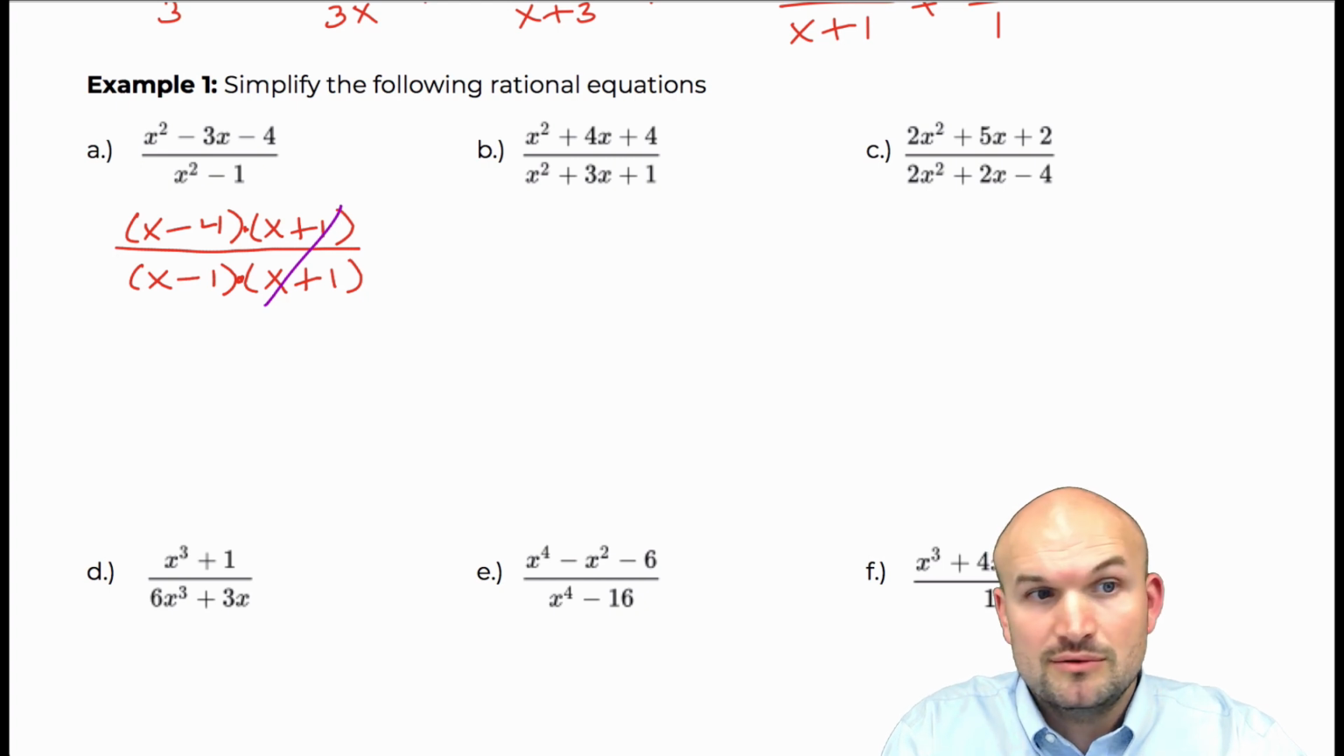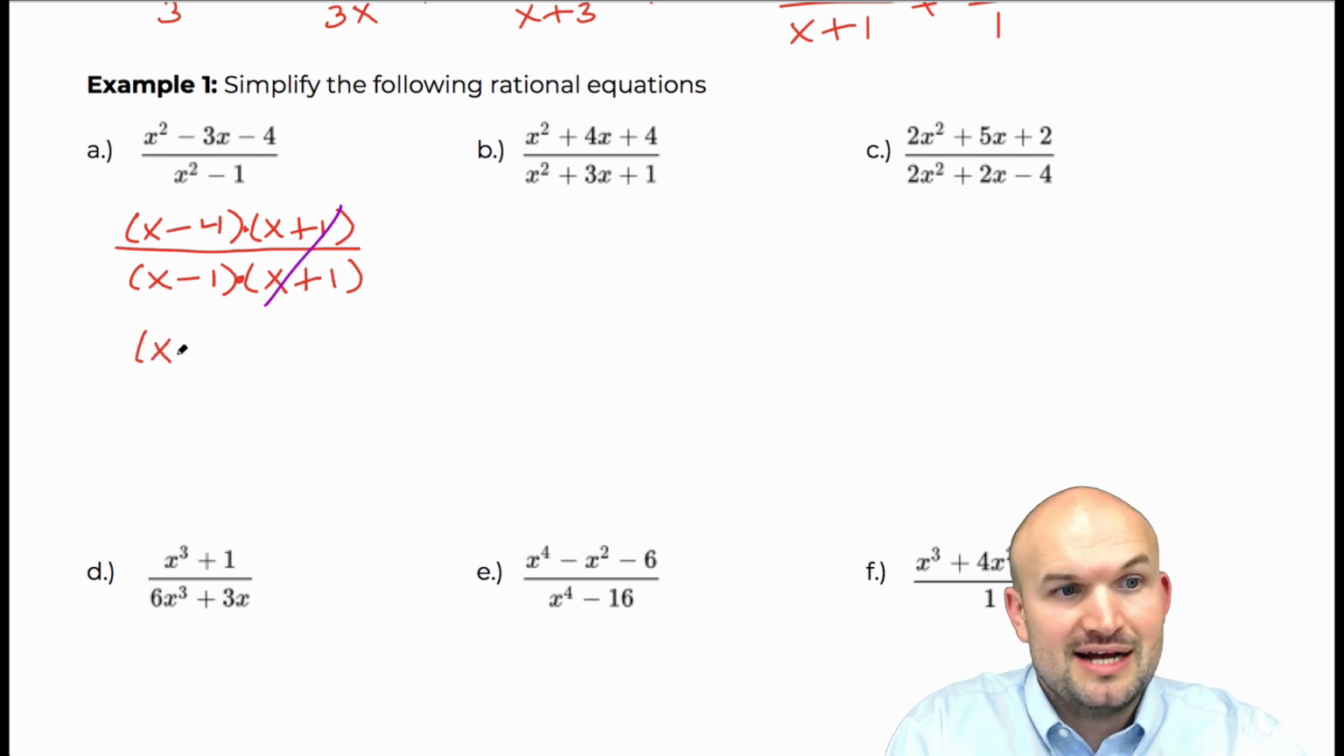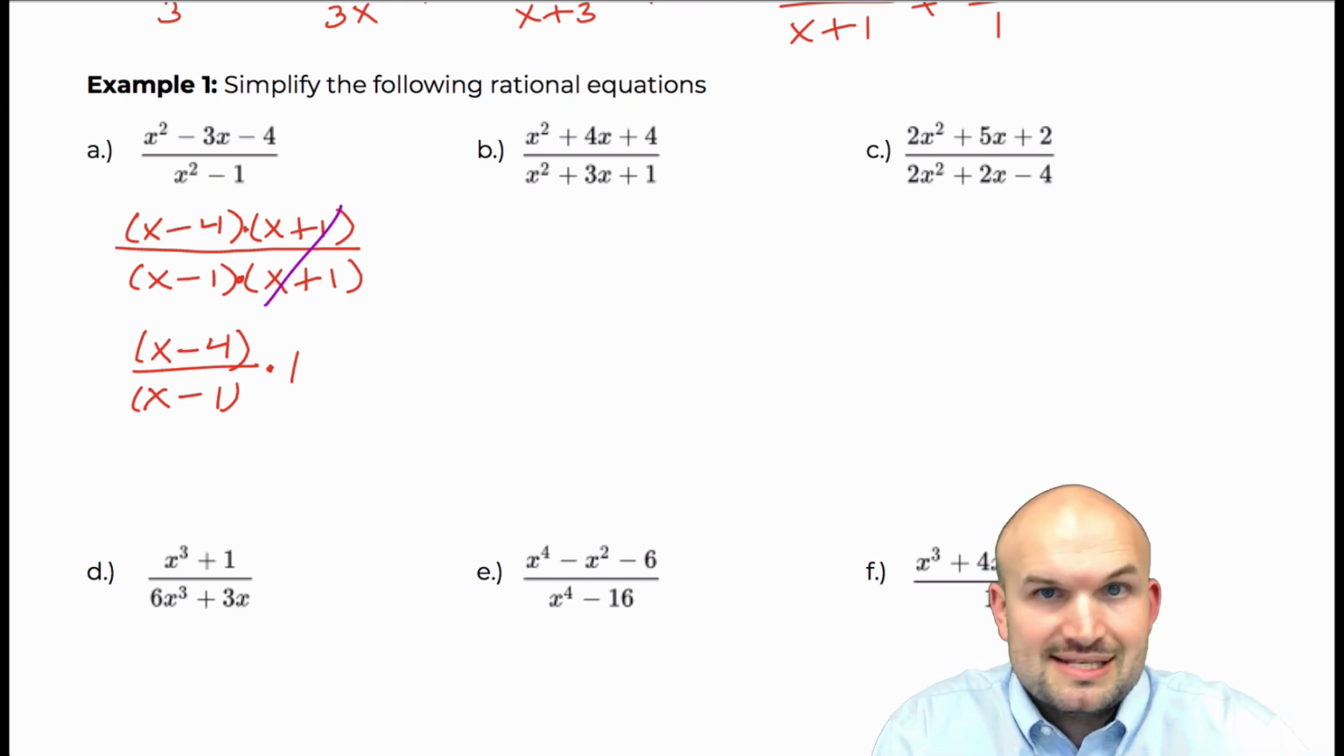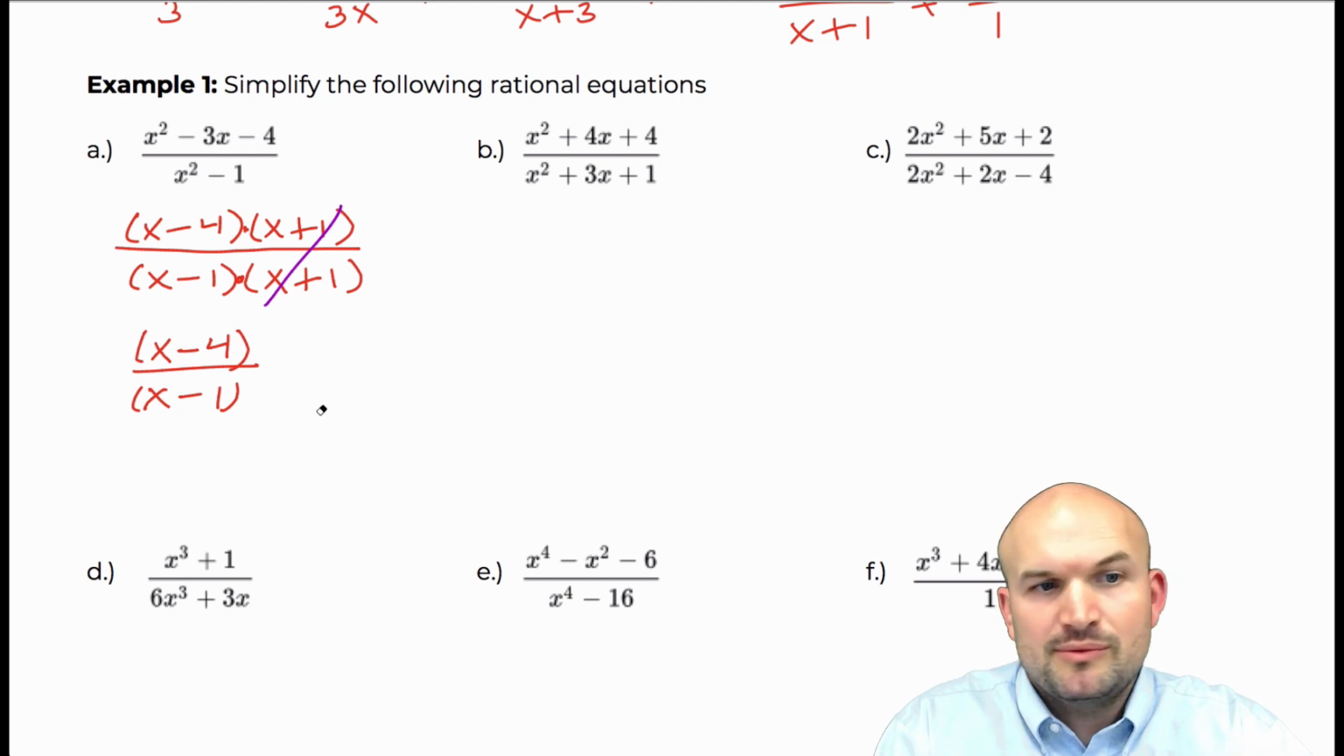So technically what you have here is x minus 4 divided by x minus 1, and then times 1. Well, we don't really need to write the times 1. We can just know that the 1 is there without writing it. So typically we don't go ahead and write that.